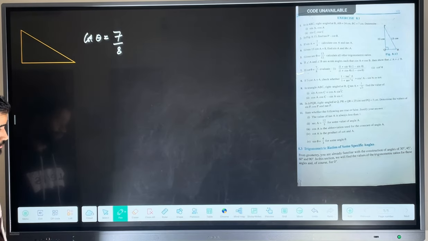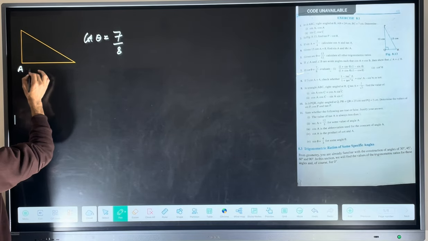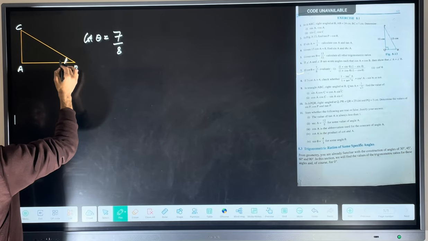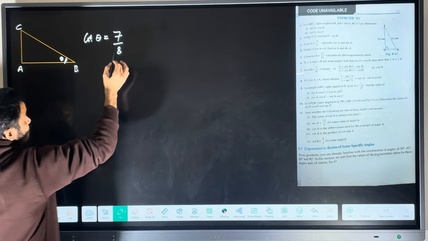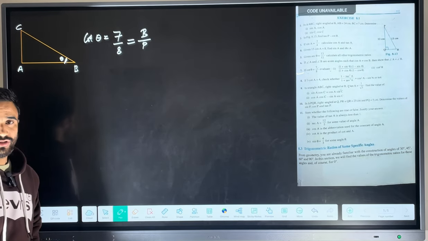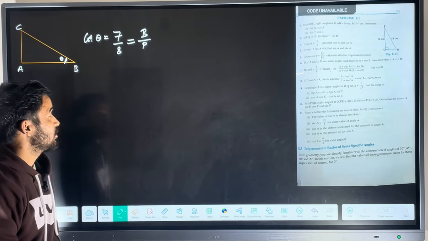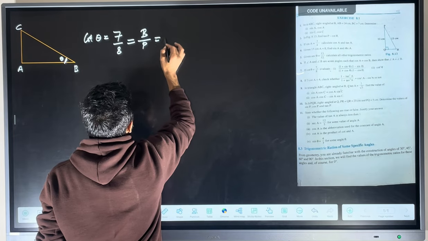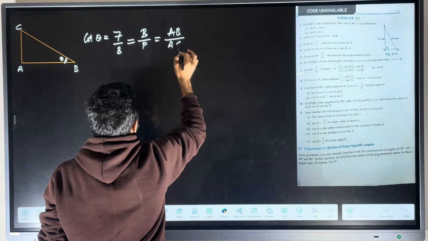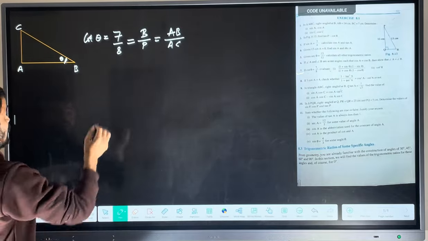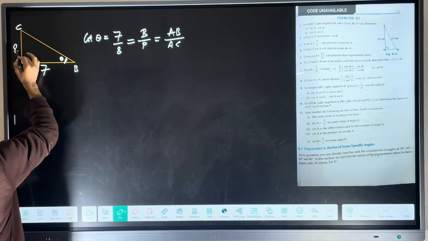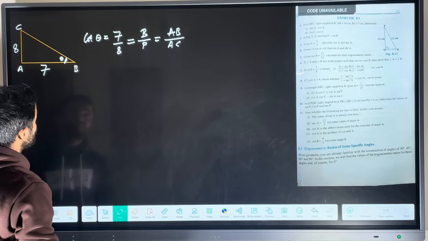Now suppose we consider this as a triangle ABC and this angle as theta. So what is cot theta? Cot theta is base upon perpendicular. Now what is base? For angle theta, base is AB, and what is perpendicular? Perpendicular is AC. So from here we can say AB is equal to 7 and AC is equal to 8.